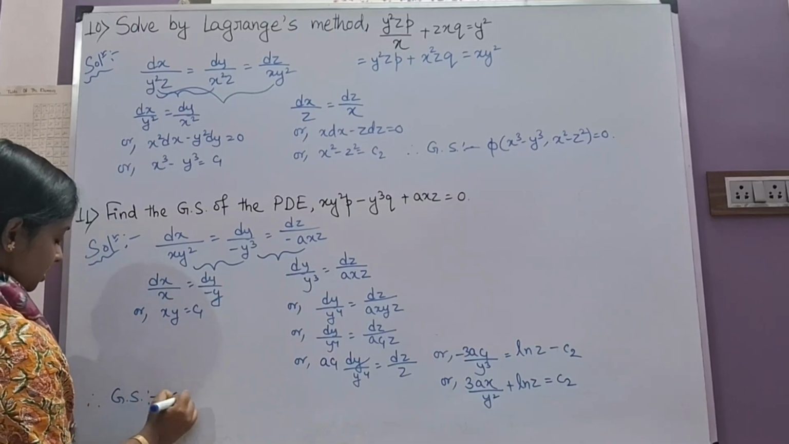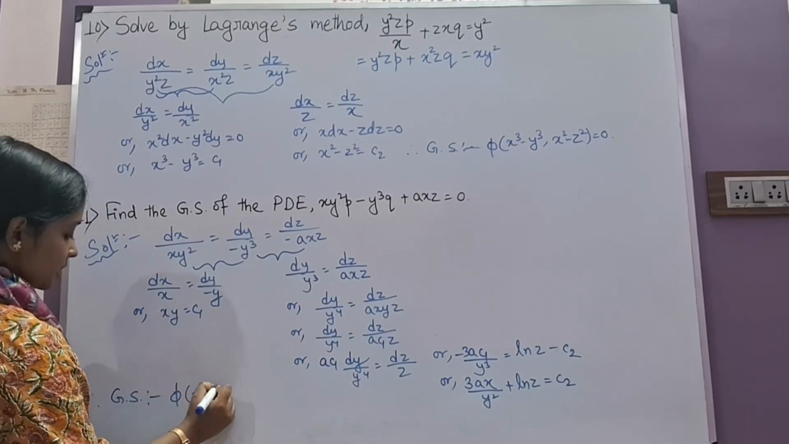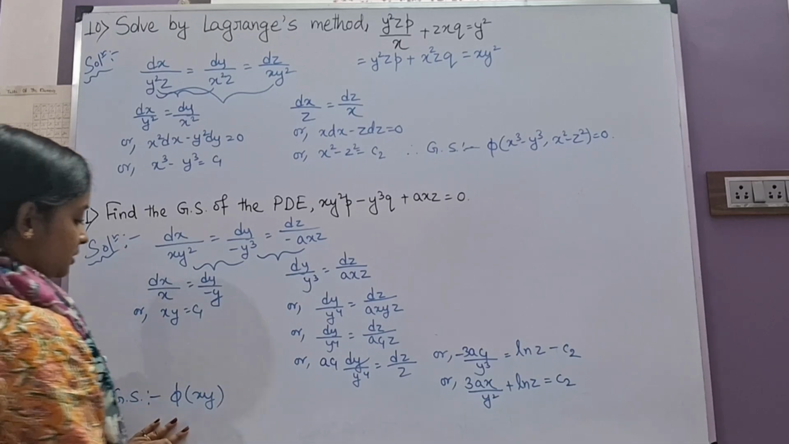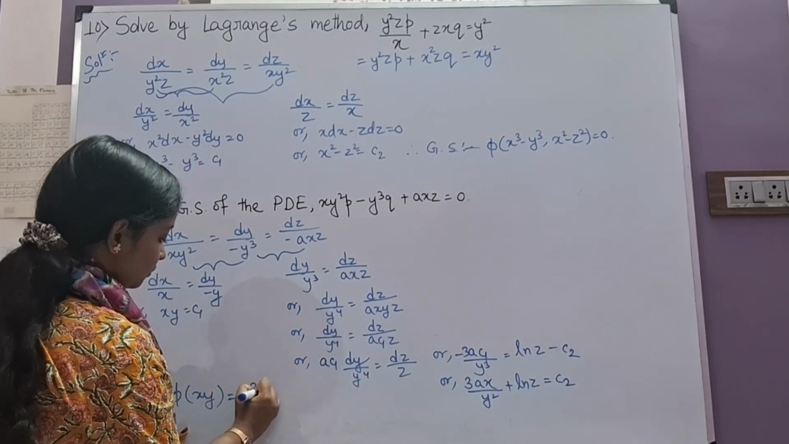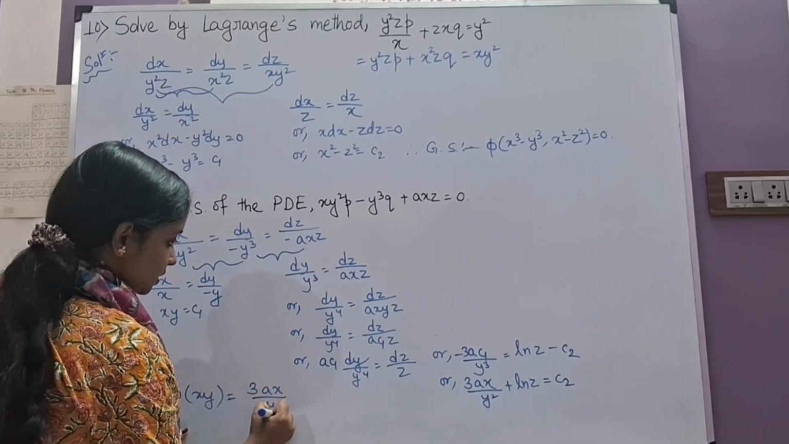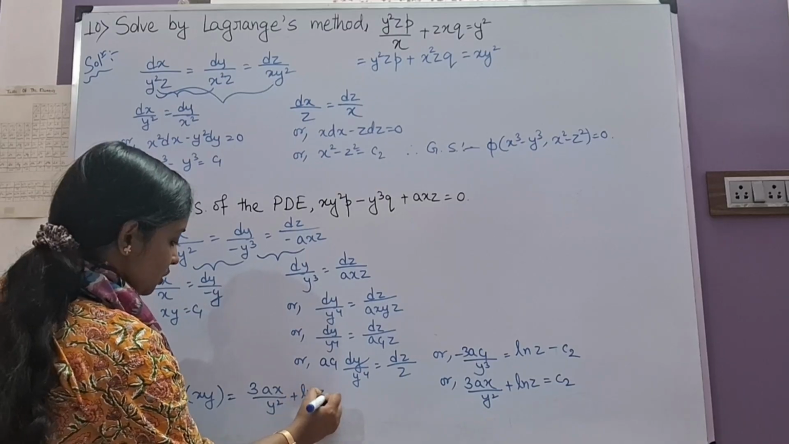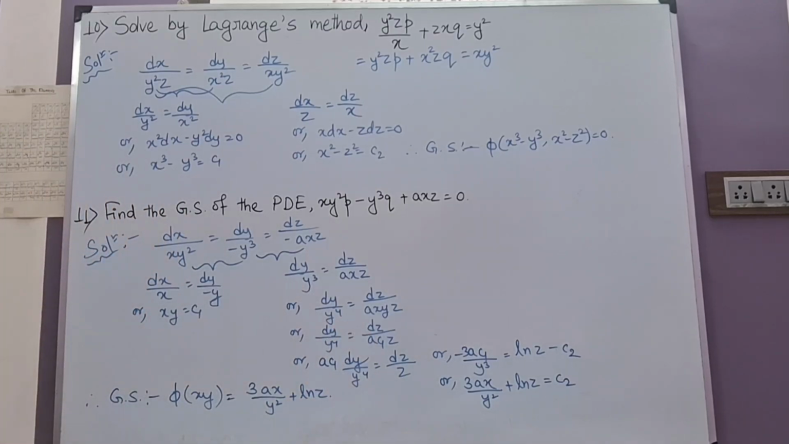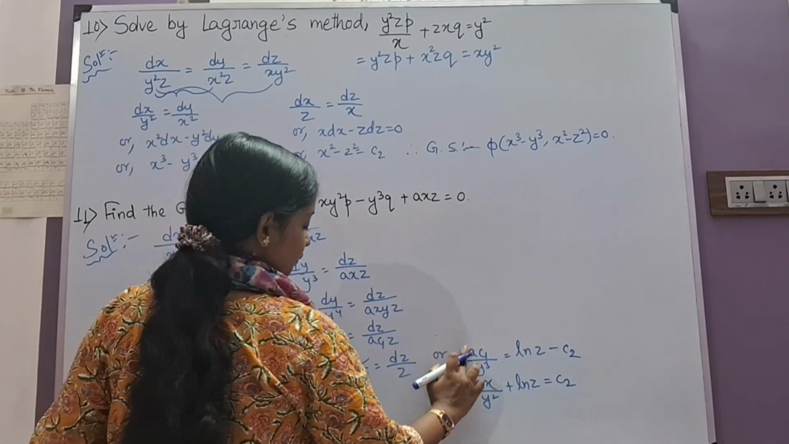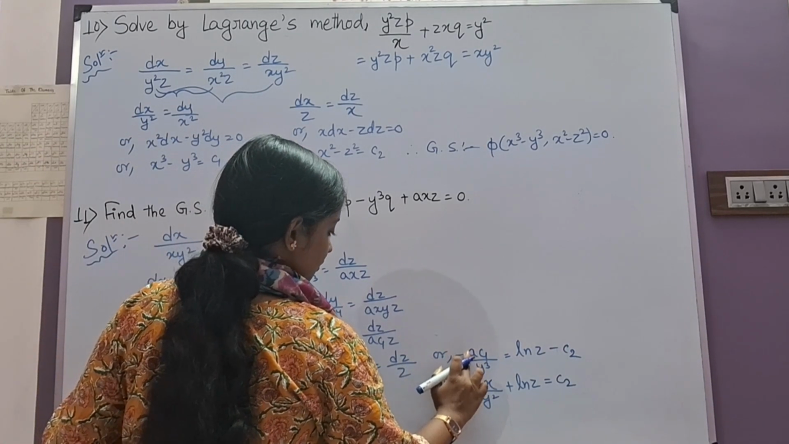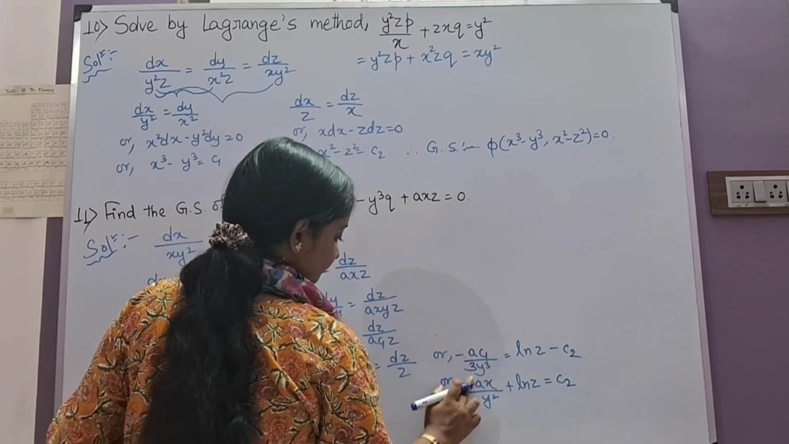So what will be the general solution? Phi of xy, you can also write in this form, phi of xy equal to 3ax by y square plus log z. Sorry, here it will be minus 1 by 3.